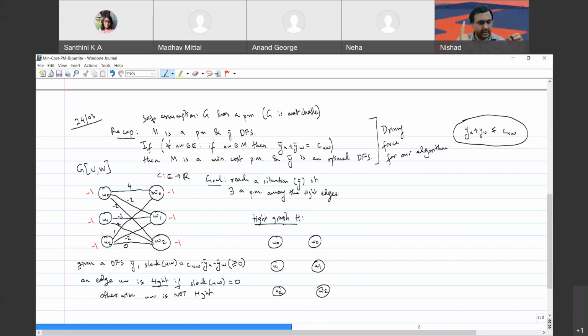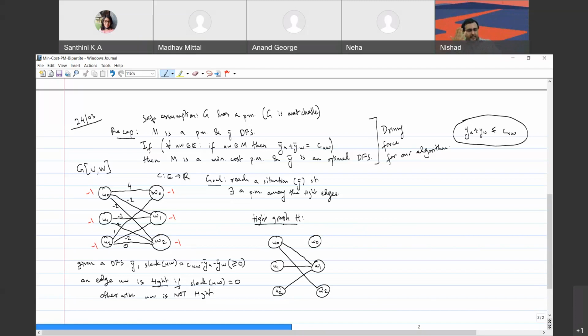Can someone tell me which ones are the tight edges? All of them with cost -2. Exactly. So you got U0 W1, U0 W2, U1 W1, and U2 W1. So this is our tight graph.